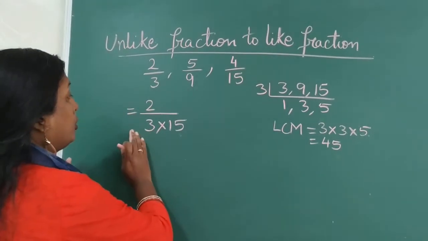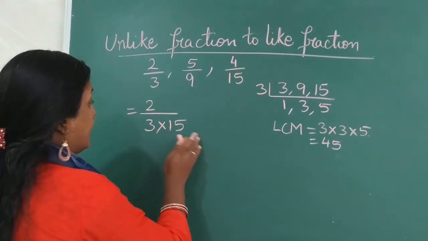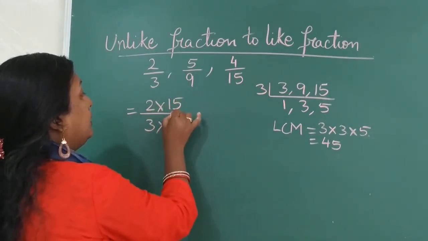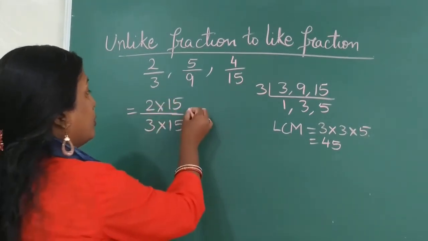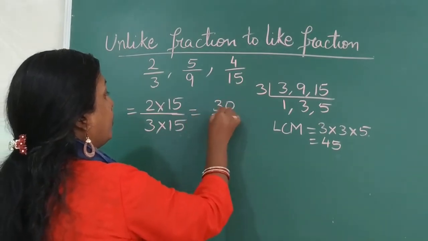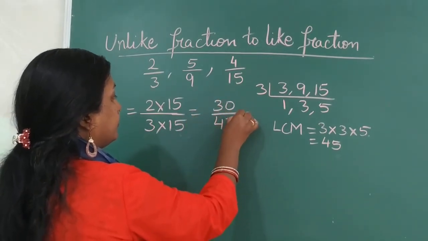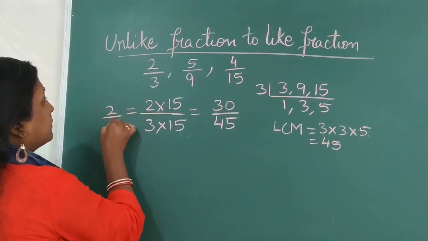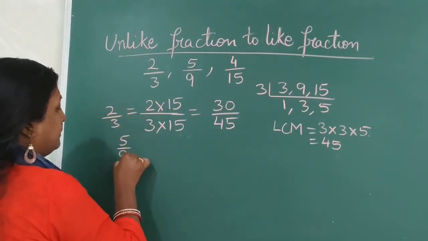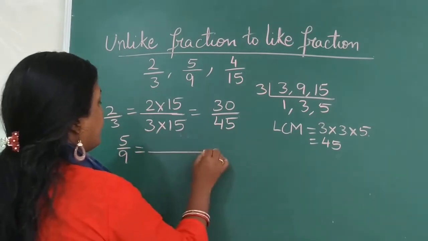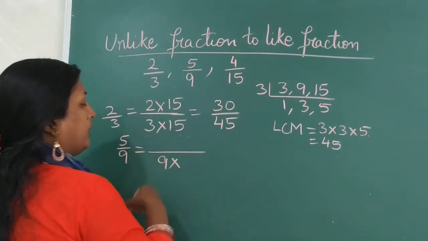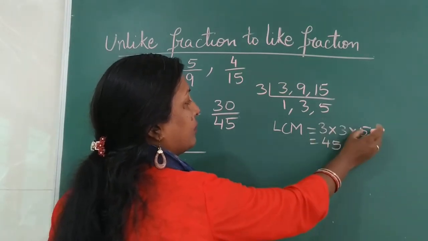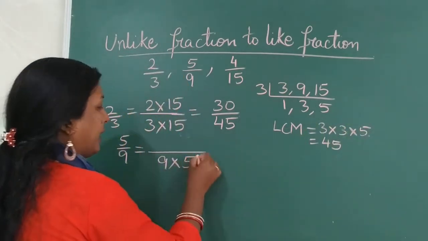Now, to keep the value of the fraction the same, if you are multiplying 15 in the denominator, you should multiply 15 in the numerator also. So we get 30 by 45. The same way we go for the next, 5 by 9. Here again, what should I multiply to 9 to get 45? From here I can get 3 9s. So what is left? 5 is left. So I should multiply 5.